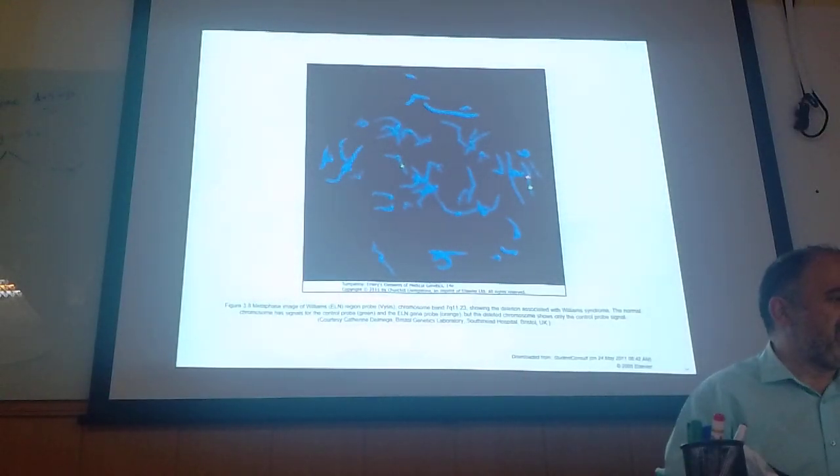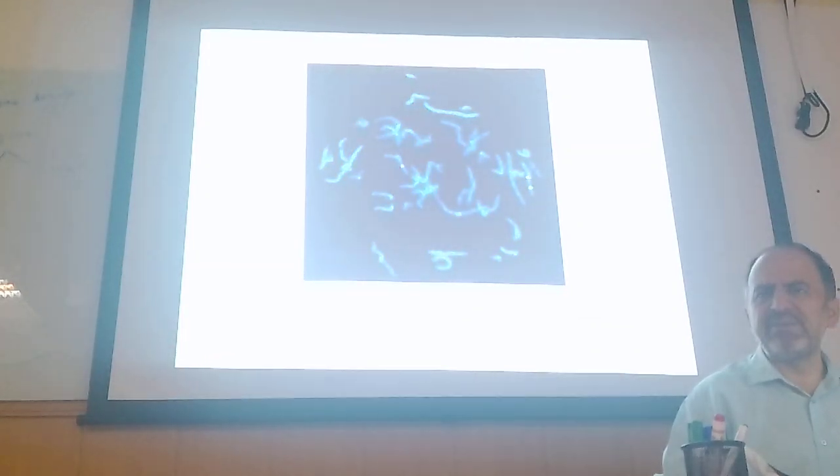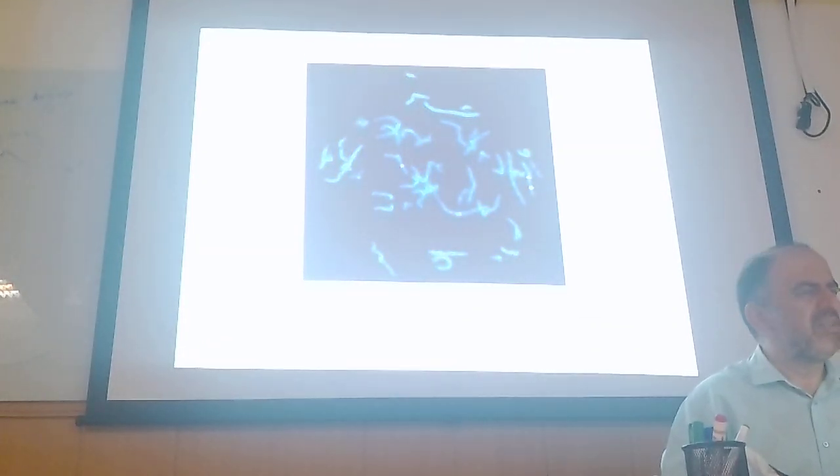By the FISH, you can see the contour green is 2, but the red one is only 1. Here we don't see that one. It means 7q11 is deleted.